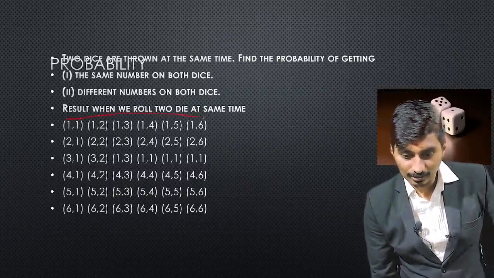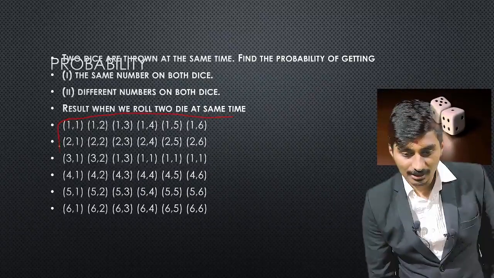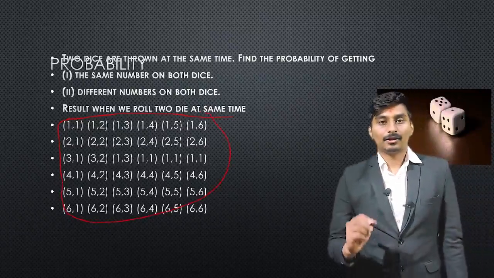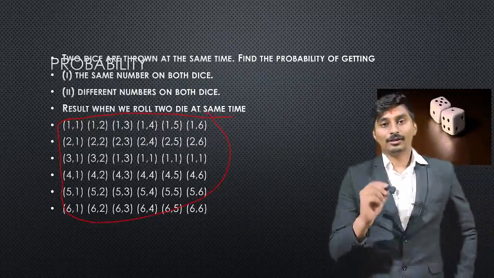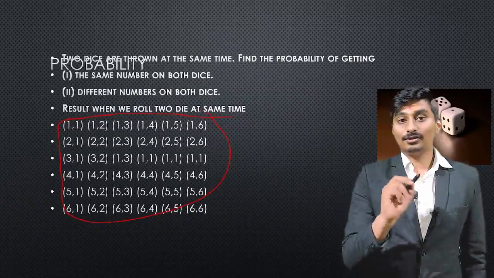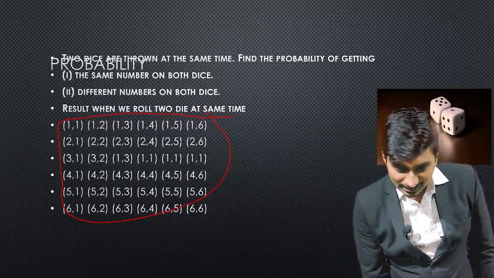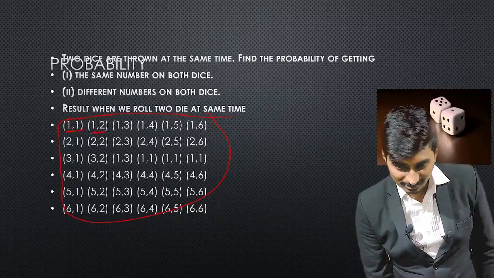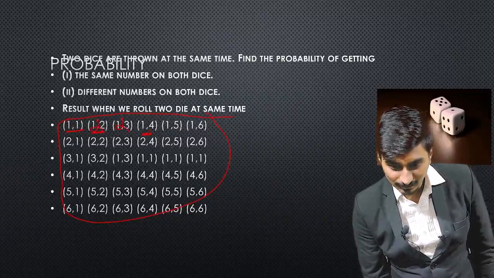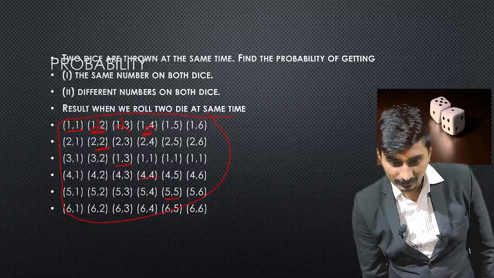When we roll two dice at the same time, the results are 1 1, 1 2, 1 3, 1 4, and so on, 36 results in all. The question is: the same number on both dice. Is 1 1 the same number? Yes. 1 2, no. 1 3, no. Then 2 2 yes, 3 3 yes, 4 4 yes, 5 5 yes, 6 6 yes.